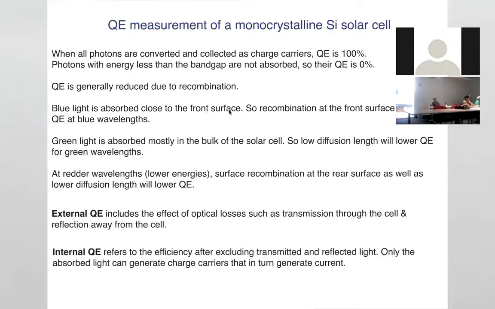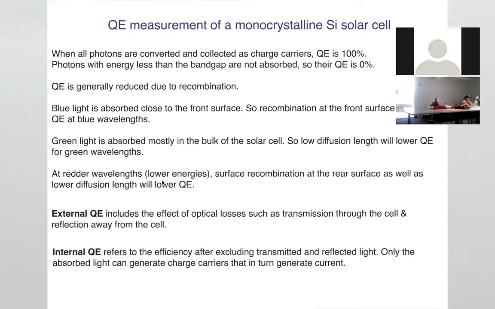Blue light is absorbed close to the front surface because it has higher absorption. So recombination at the front surface will affect quantum efficiency at blue wavelengths. That's the top of the solar cell. Green light is absorbed mostly in the bulk of the solar cell. So low diffusion length will lower the quantum efficiency for green wavelengths, which means that the carriers will get recombined because of a smaller diffusion length.